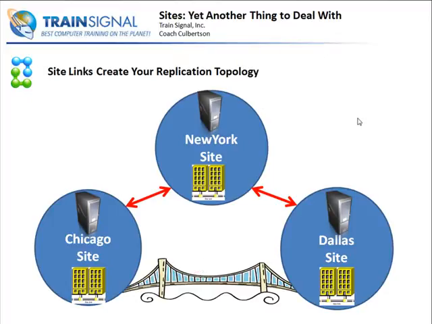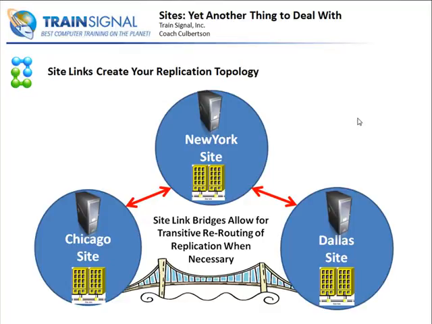Now, we also have these things called site link bridges. And let me get rid of my pen here for a second so we can bring that up. There we go. A site link bridge basically allows for transitive rerouting of replication when necessary. Now, let me tell you what that means because I know it's kind of a mouthful. A site link bridge, what it does is, let's say that this particular link goes down between Dallas and New York, and it's time to replicate changes back to the New York site. Well, we can create a site link bridge that will allow rerouting of information about Active Directory and the changes that need to happen during replication over here to Chicago, and then Chicago will then turn around and send those changes over to the New York site.